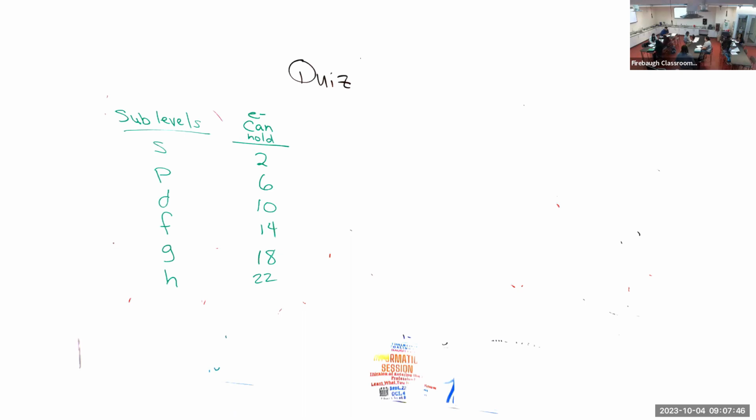It's a couch that can hold two people, right? So we want to think of it as orbitals. They hold the maximum of 2 electrons. So, how many orbitals would you expect the S subshell, or sublevel, to have? 1.